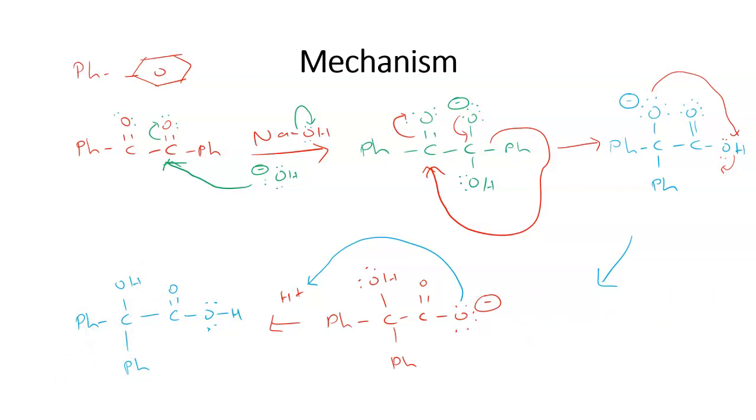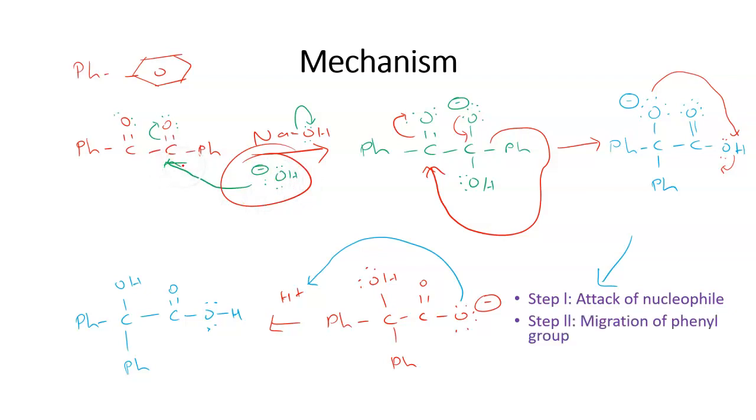Whenever you write this kind of mechanism in the paper, you have to write the name of the steps. See, the first step is attack of a nucleophile. Attack of a nucleophile means the nucleophile which has been generated attacks an electron deficient carbon. In the next step, migration of a phenyl group or phenyl ring, we can say.